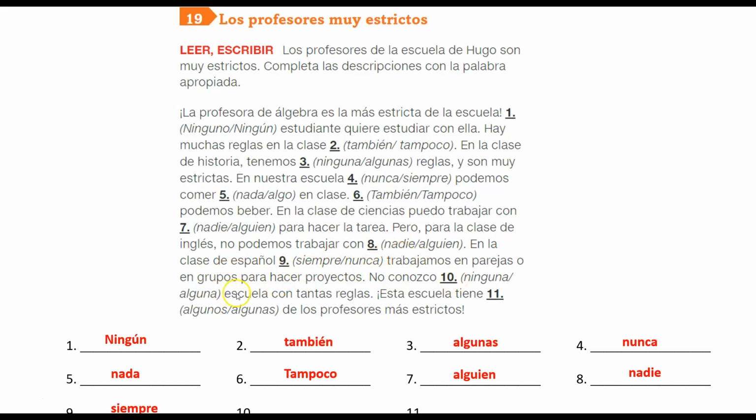So I don't know one school with all these rules. So, no conozco ninguna escuela con tantas reglas. Esta escuela tiene blank de los profesores más estrictos. This school has some of the strictest teachers. So, profesores here is masculine and plural, so we need a masculine plural one. It is algunos. All right? So hopefully you were able to follow along with that. You have to pick the word that makes sense according to the instructions, and you have to know what these words mean.